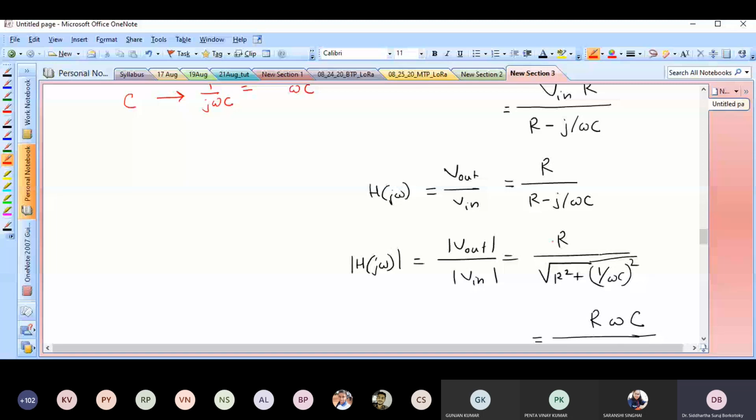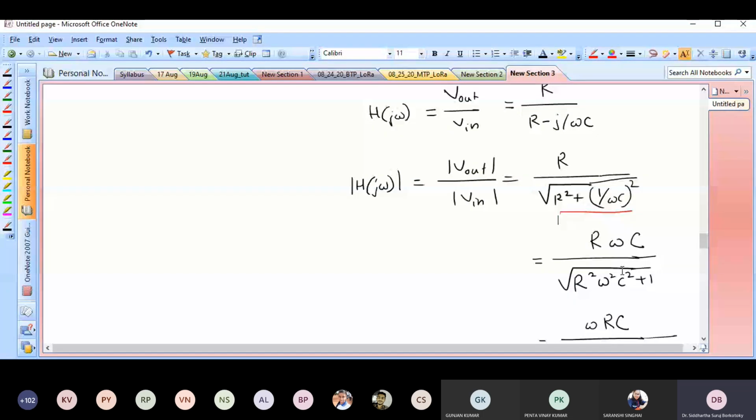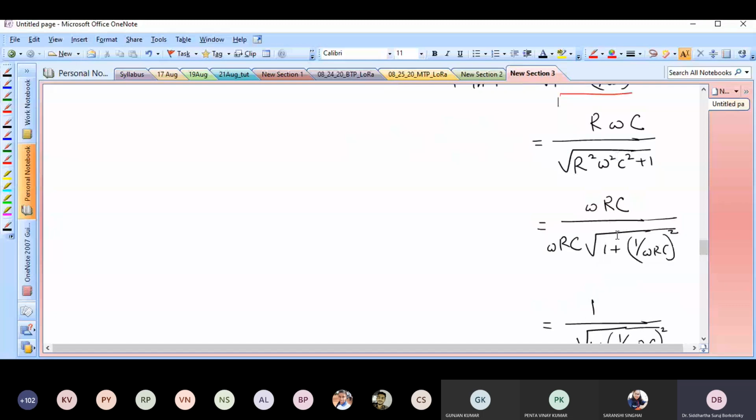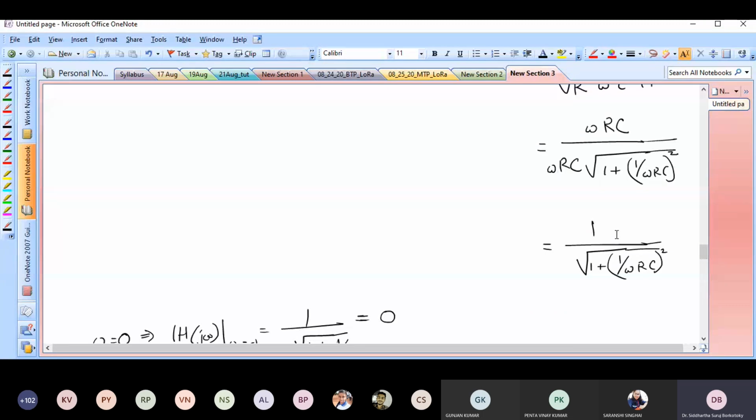So magnitude is also R, because R is a real number, and the denominator becomes square root of R squared plus 1 by omega C squared. So this is the denominator. And then we simplify this a little bit. After we do the simplification, finally we come to this expression: 1 divided by square root of 1 plus 1 by omega RC whole squared. So that expression, we can now do an asymptotic analysis.